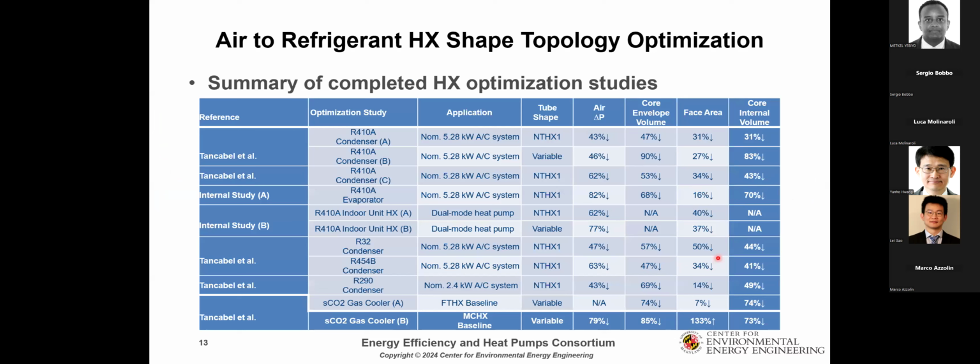This table shows the performance comparison by utilizing this framework, in terms of different refrigerants: R134a, the next refrigerant replacement R32, R454B, and low GWP refrigerants including natural refrigerants and supercritical carbon dioxide, and the application expands from AC, heat pump, to gas cooler.